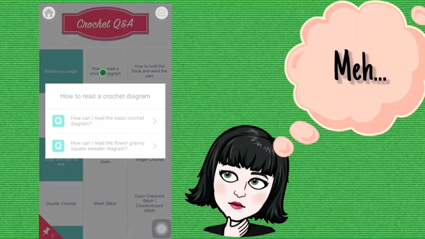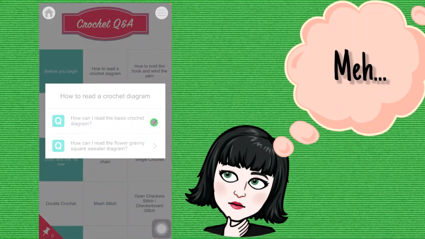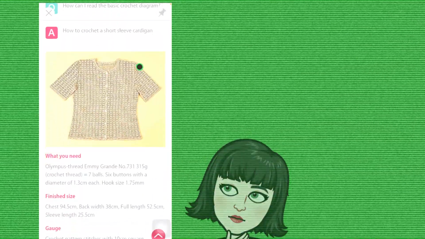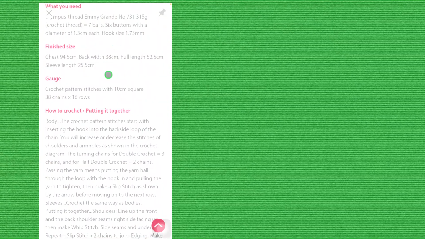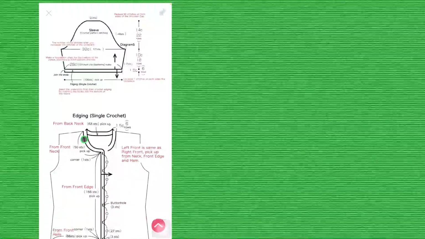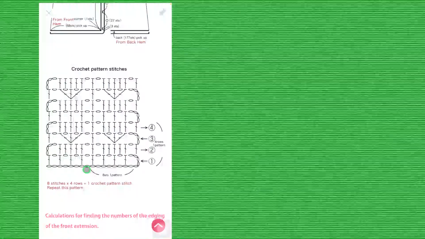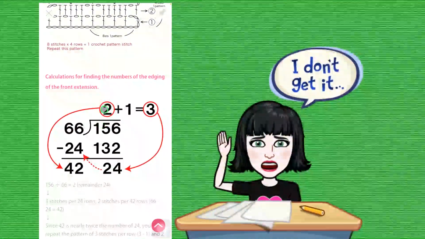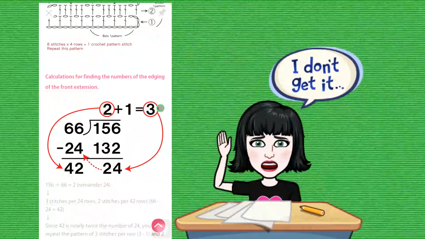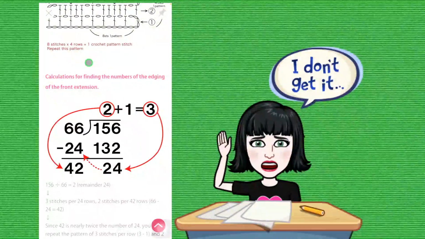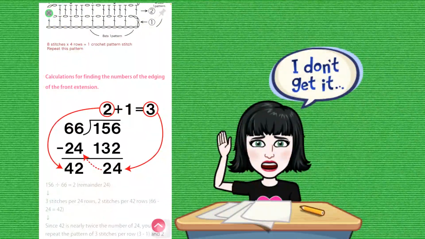How to read a crochet diagram. When you open that up, it shows you how to crochet a short sleeve cardigan, and it gives you way too much information. I don't think that anybody's going to want to read any of this. So I didn't find this particular section helpful, and it actually kind of made me anxious and feel like I was in math class in 3rd grade again.